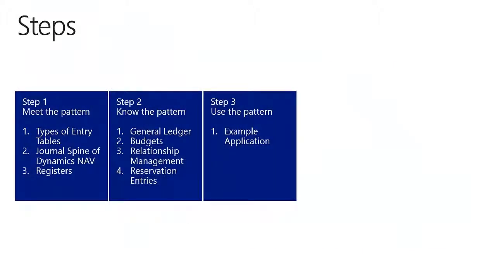To show this, we will be going through 3 easy steps. The first step, meet the pattern, we will look at how entries fit into the architecture. We will look at different types of entry tables and how the journal spine of NAV works. In step 2, know the pattern, we will discuss 4 different ways of working with entries in Dynamics NAV. In step 3, use the pattern, we will use the pattern in our own example application.